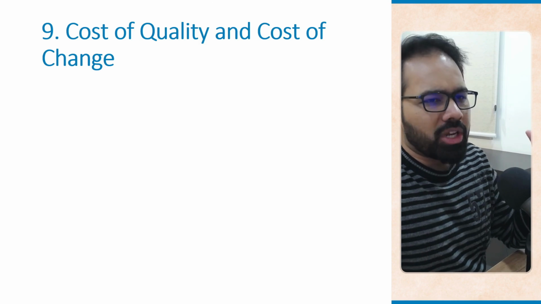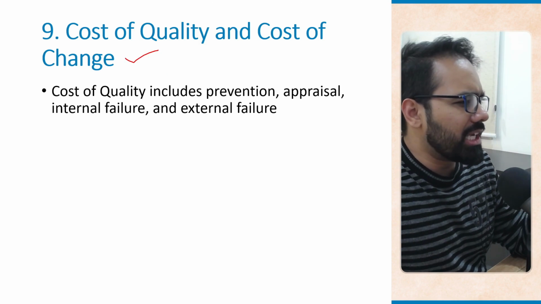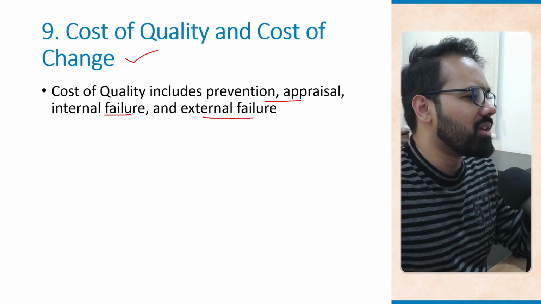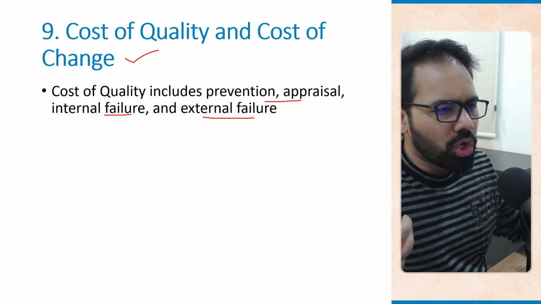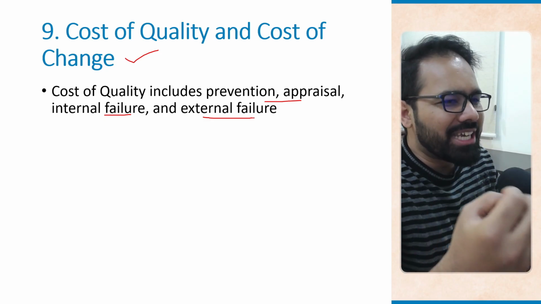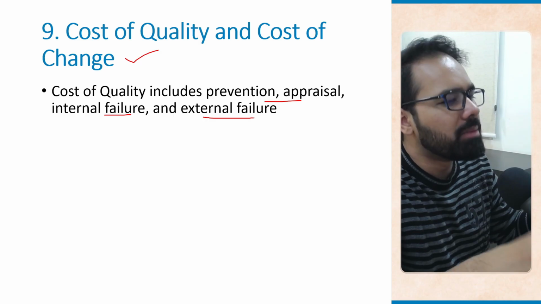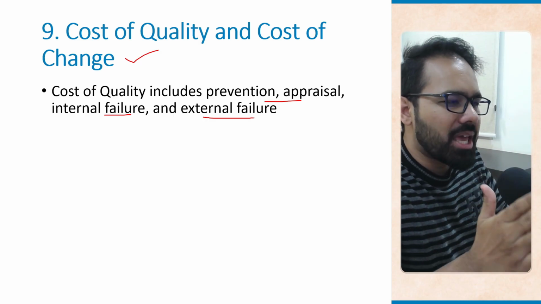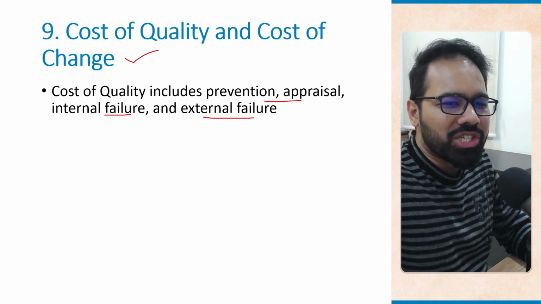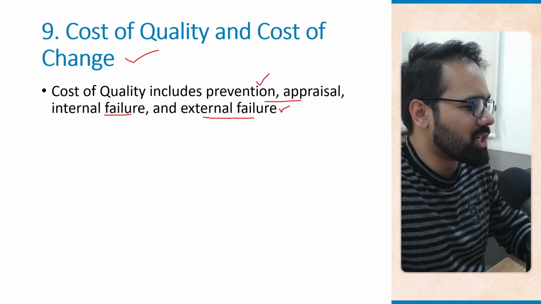Now let's talk about cost of quality and cost of change. So cost of quality includes prevention, appraisal, internal failure, and external failure. As an example, if you want to train developers so that issues don't occur, or your quality is up to the mark, that is prevention. You are training developers, you are being proactive. Now this is actually cheaper than handling customer complaints later on, which is an external failure. So that was the example of prevention and external failure.